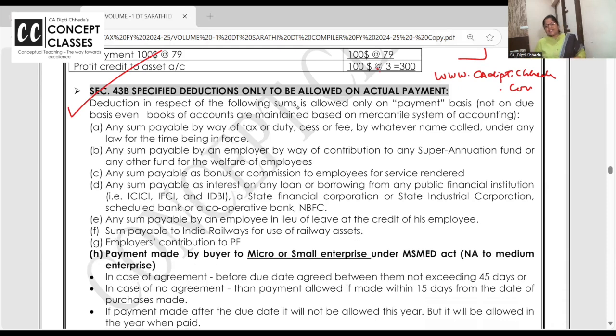43B, last add and less section. 43B clearly says that if there are certain payments which you could not make in March and they are outstanding, you know what people do? Salary to outstanding, interest to outstanding, bonus to outstanding. Outstanding remains. You have debited it as expense, put it in outstanding and reduced the profit.